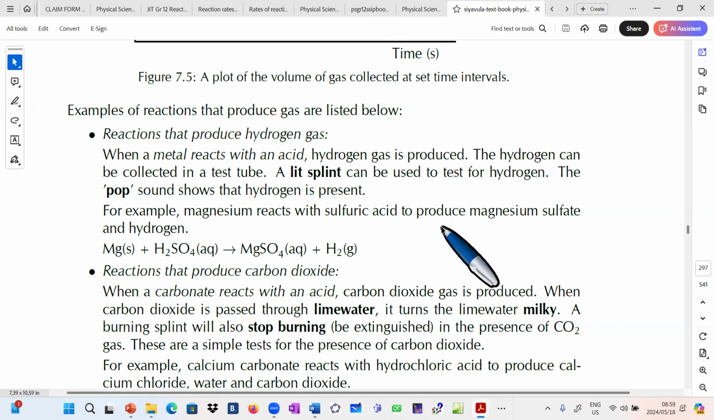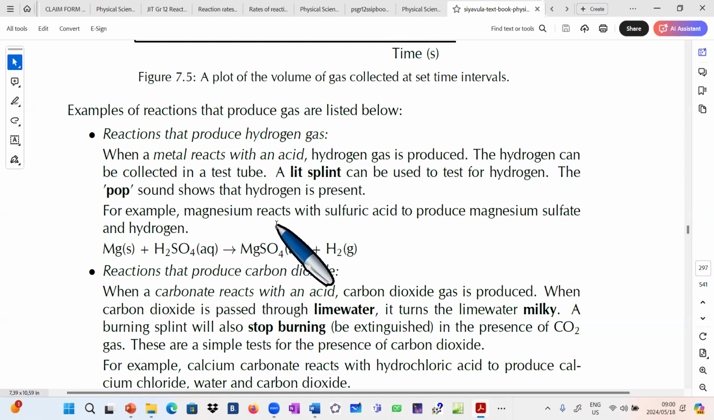So there's a pop sound if you put the splint into the test tube that you suspect has hydrogen. Sometimes you're not sure that there's hydrogen there, but if you put your splint there, it's going to pop, and that shows that hydrogen is present.